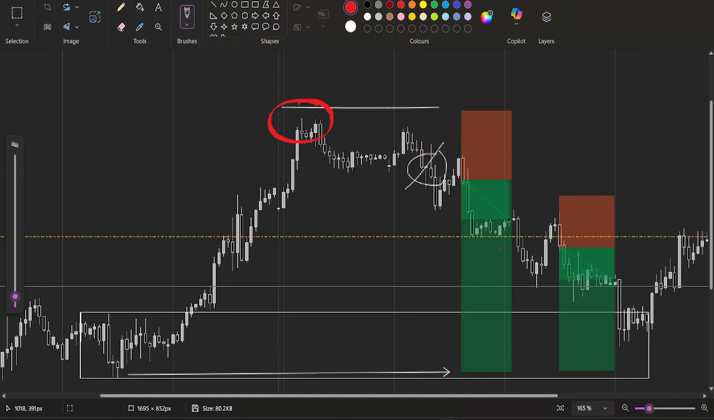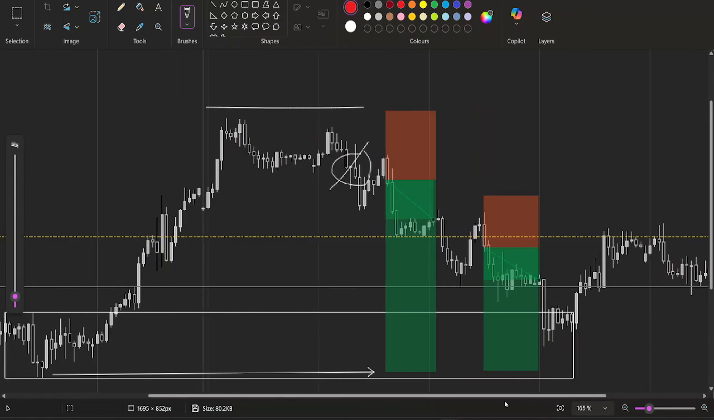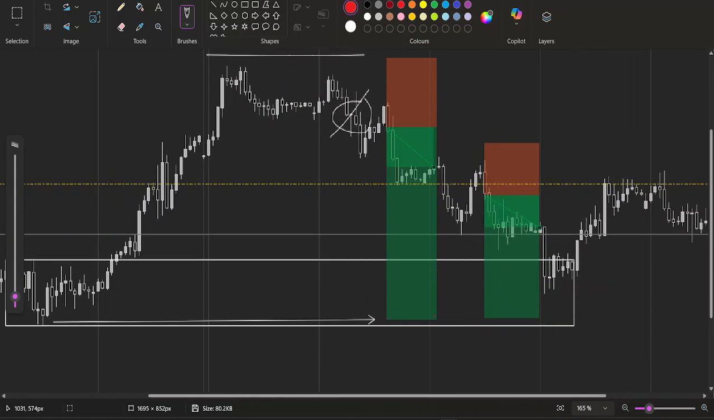Okay, so now the next trade is a similar story, right? Similar targets from this level. Okay, the thing is, we went down, we went up, we went down with a gap.